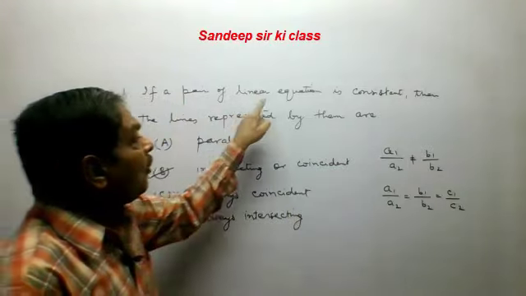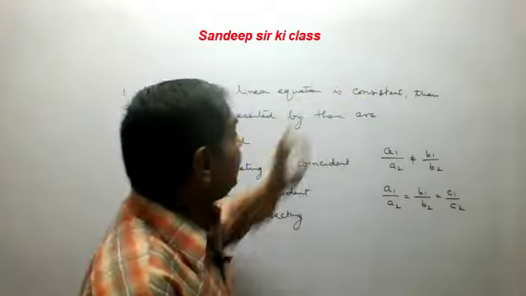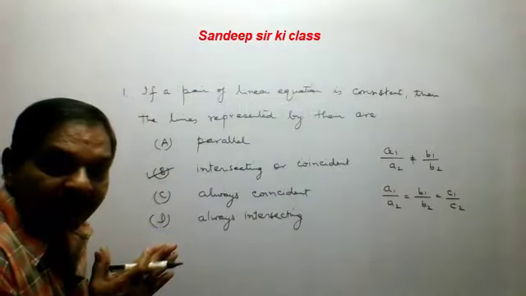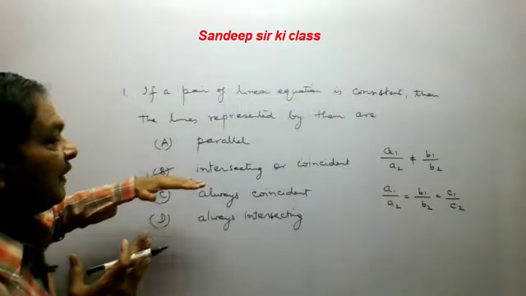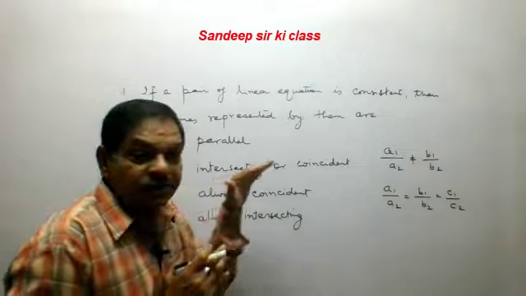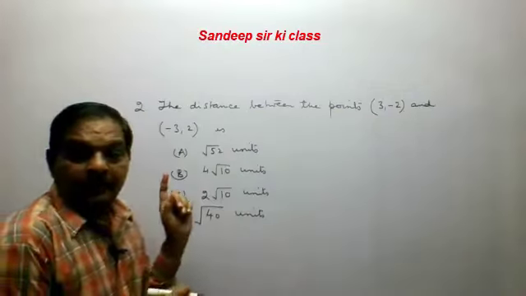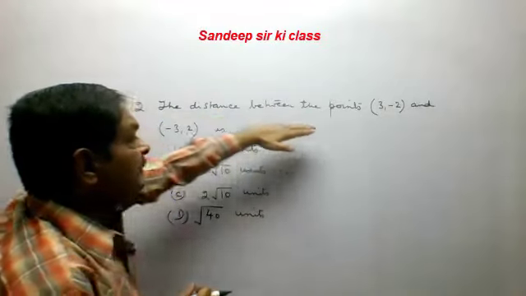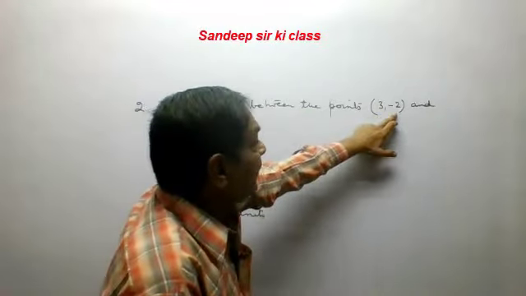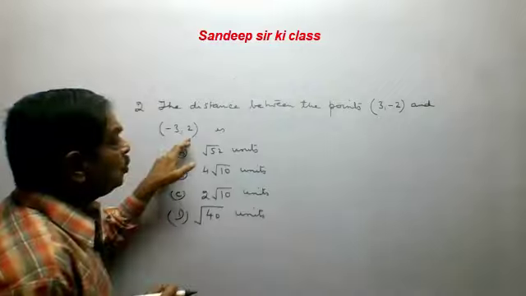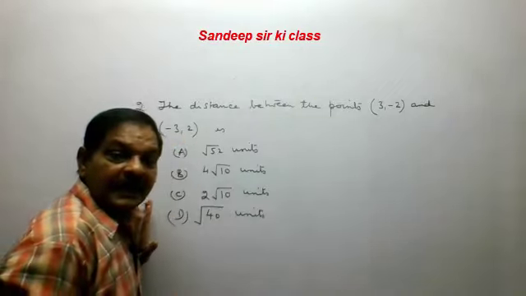If a pair of linear equations is consistent, then the lines will be represented on the graph paper as intersecting lines or coincident lines. Now we will see question number 2. The distance between the points (3, -2) and (-3, 2) is. Four options are like this.